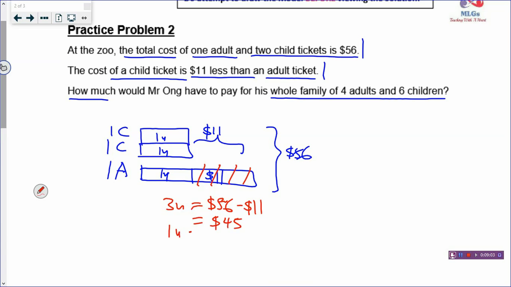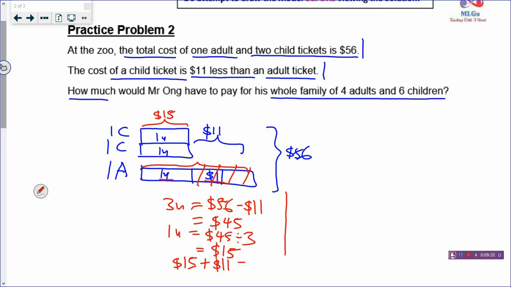So of course you can find one unit, which is 45, and then you divide by 3, and your one unit is $15. All right, so now we can find a lot of things. Can we find one child's ticket? Yeah, which is $15. Can we find what is one adult's ticket? Yes, which is 1 unit plus 11. Right, so what is 1 unit plus 11? Which is 15 plus 11, and you will get $26. So one adult's ticket is $26.